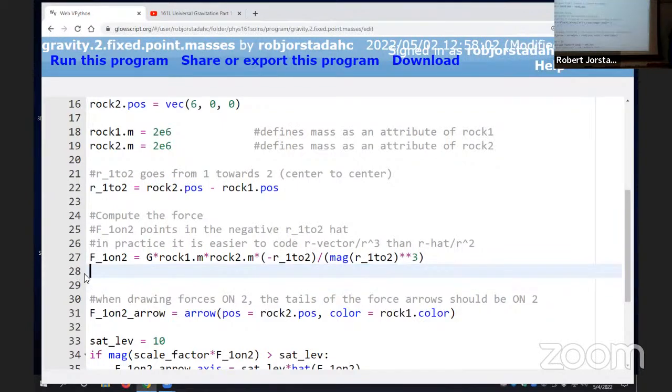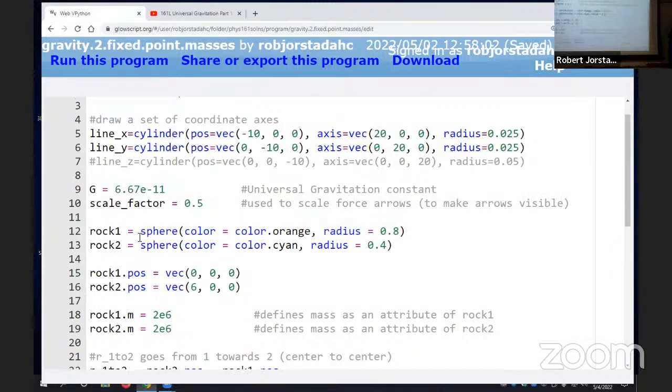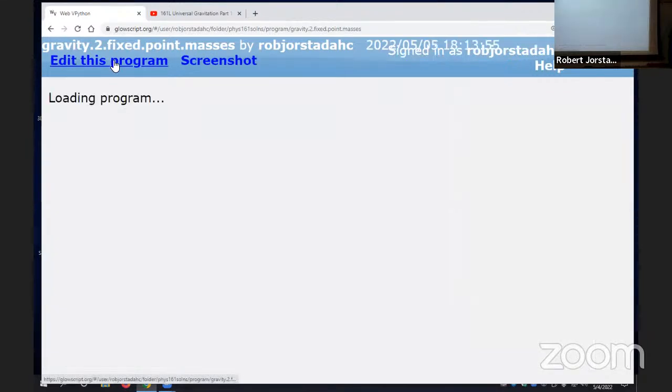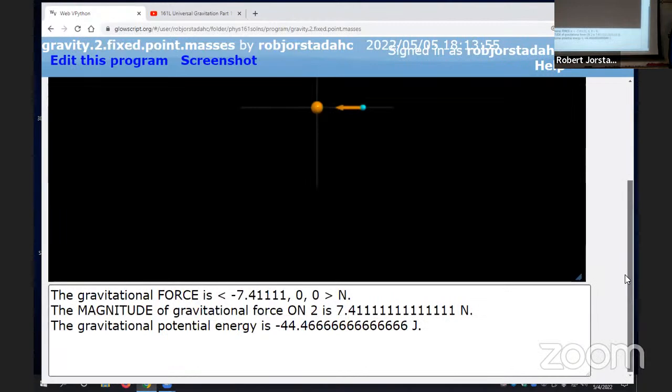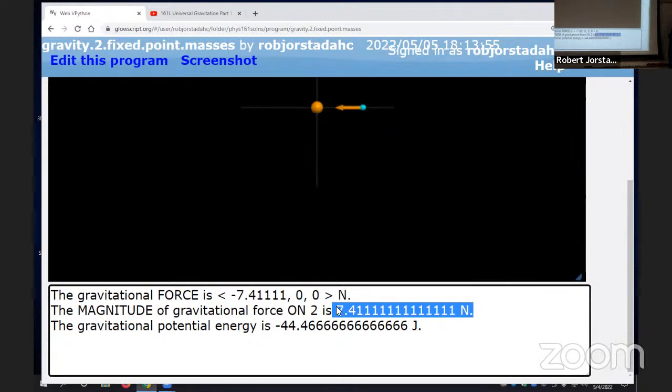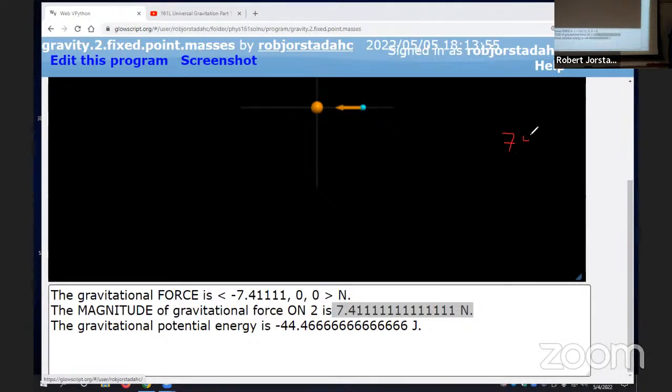Okay. So now let's go up here and look. I've got one of them at 0 and one of them at 6. Let's run this thing again and look at it. Okay. So the force is about 7.5 newtons, 7.4. Got that? I'm going to write that down here. 7.4 newtons when the distance was 6, and I'm assuming that was in units of meters, okay?